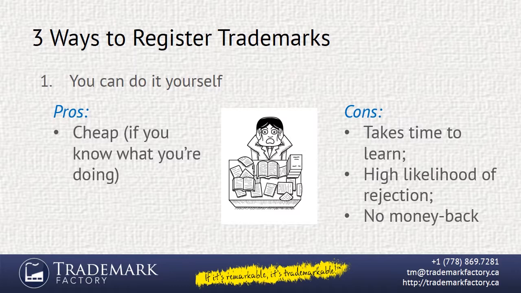If you look at the trademarks database, you will see thousands and thousands of trademarks that were abandoned after the applicant received the first office action. Unfortunately, this is what often happens when you file a trademark application yourself. If your application is rejected, you're not going to get the government fee back.